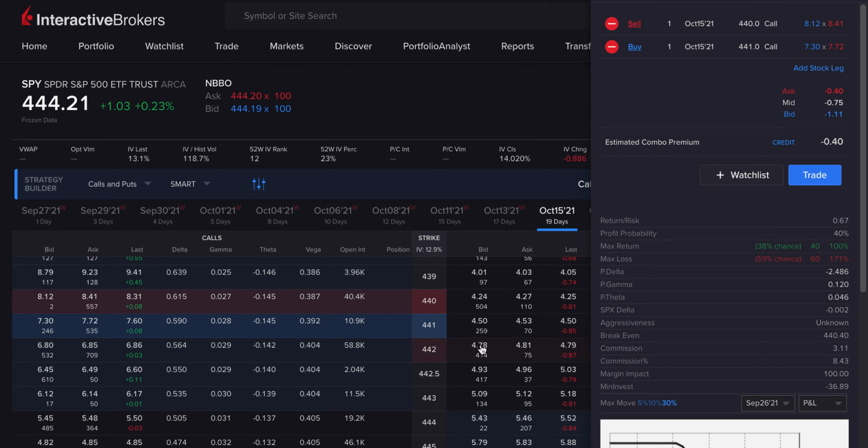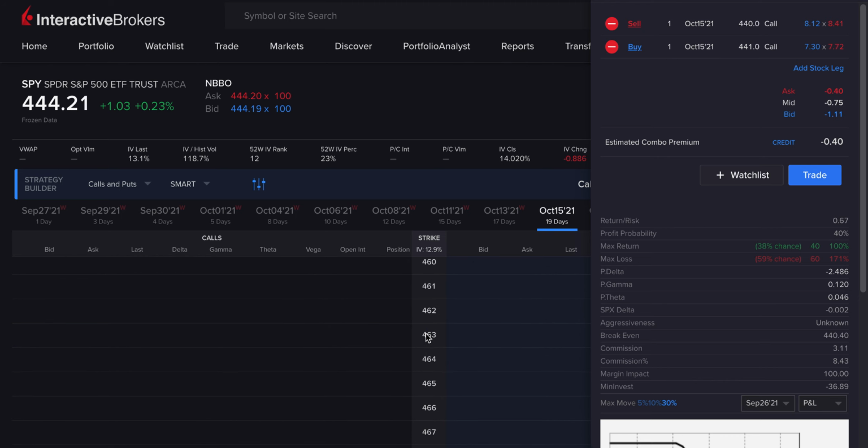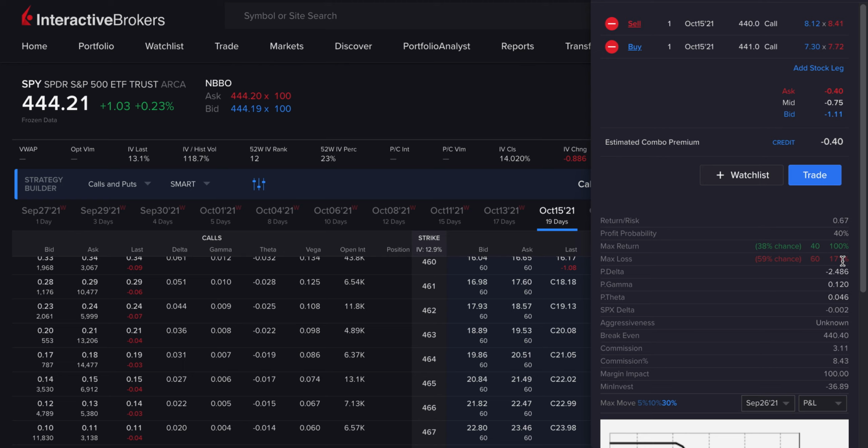By the way, even if the SPY expires at 442, you will also have a loss of 60. If it expires, let's say at 463, the same thing. You will not lose more than this $60. That's why I always highly encourage all of you to assess your P&L profile. You need to know what you stand to make and what you stand to lose with every strategy before even opening the strategy. Always. So that's the bear call spread.